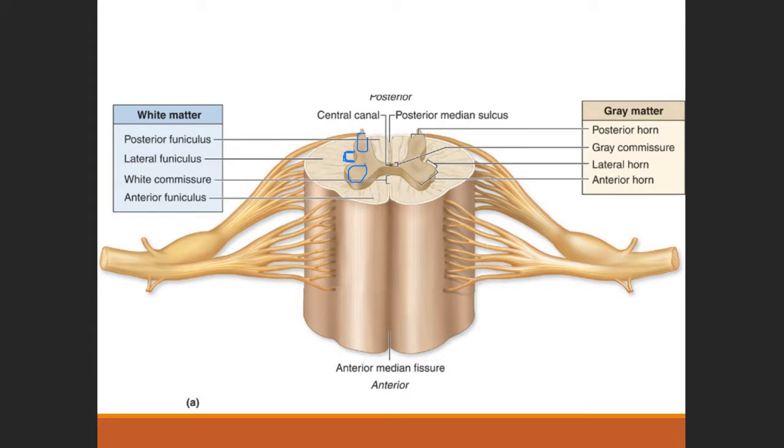Connecting both halves, we have a gray commissure. Commissure meaning connection. And right in the middle of that commissure, see that little black dot? We have our central canal. Central canal is going to contain cerebrospinal fluid that was produced in the chambers of the brain.